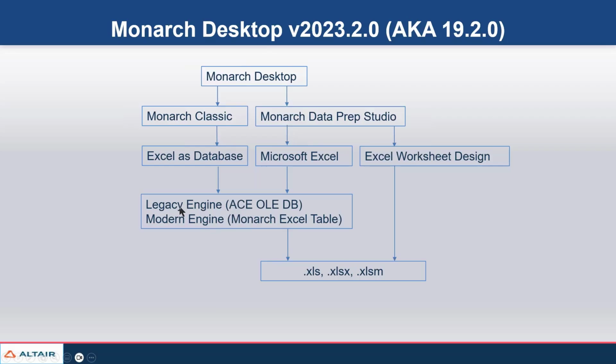If you're working with the legacy engine and you see some behavior that doesn't look too good, you may want to switch to the Mother engine and see how the data is rendered when it's reading the data from the Excel file. If you're working with Excel Worksheet Design, that doesn't use either of these two engines, so you can skip it. And whether you're using Classic or Data Prep, it supports XLS, XLSX, and XLSM. These are the supported Excel file types that you can use.